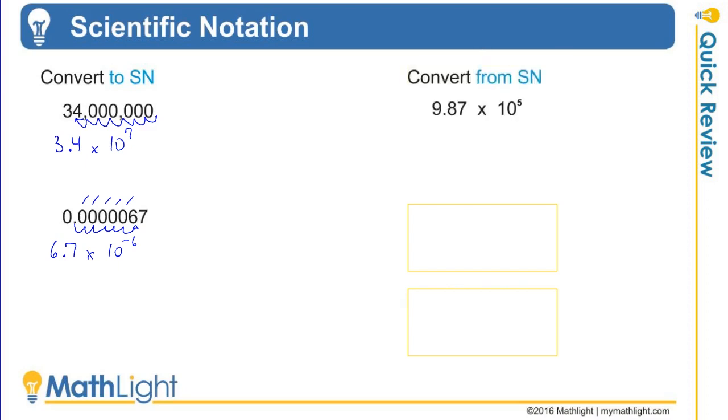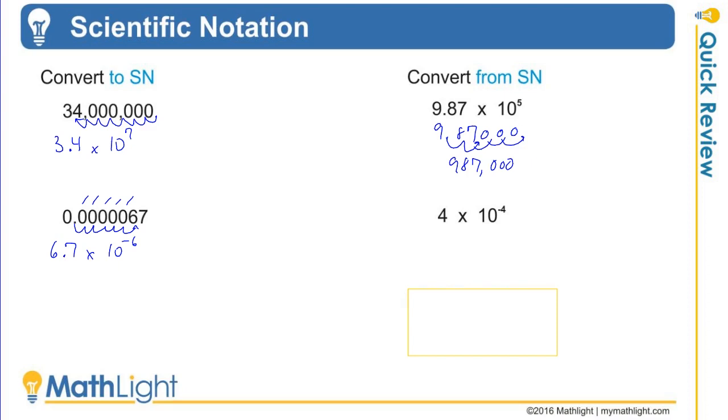Okay, well, how about going the other way? Changing from scientific notation back to normal notation. So again, I know 10 to the 5th is 100,000. So I know this number is 987,000. If you don't know that, you're going to have to do it the other way. And so you're going to have to write your 9.87, and now you have to move it 5 places. 1, 2, 3, 4, 5. And sure enough, the number is 987,000.